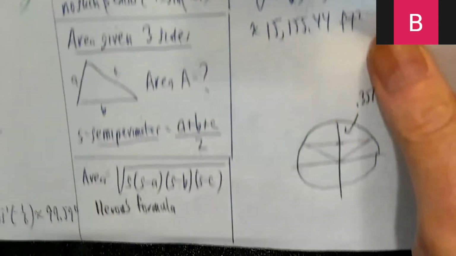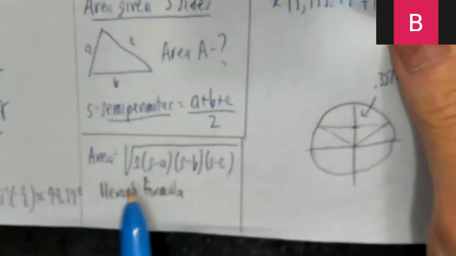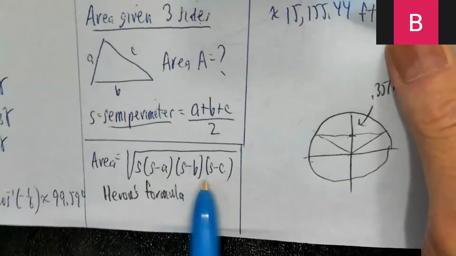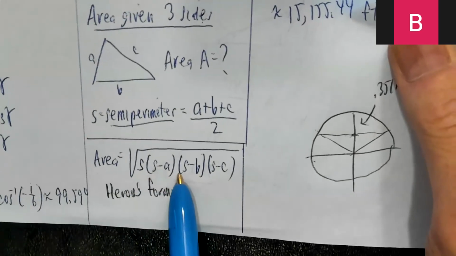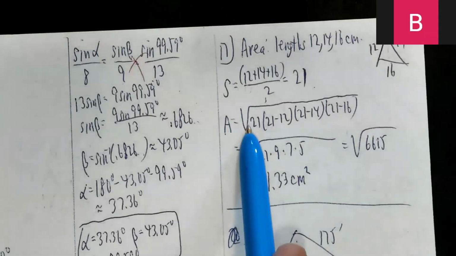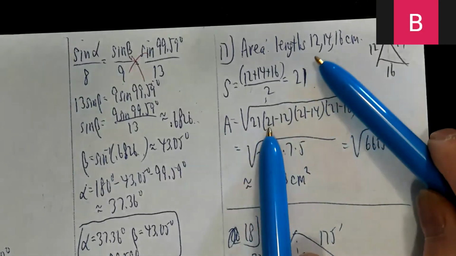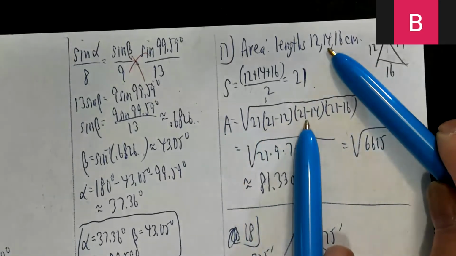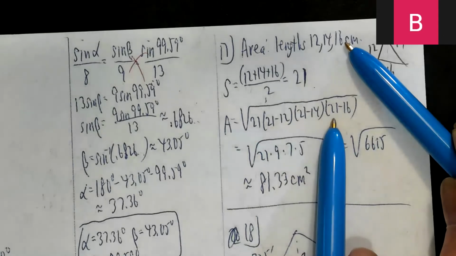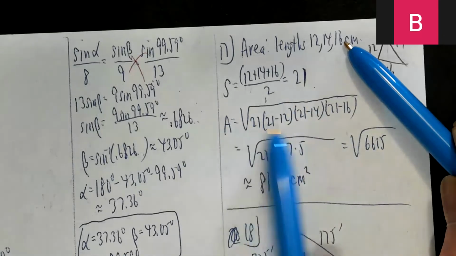Okay, now, how do I find the area of the whole thing? It goes square root of s, and then s minus each of the 3 sides. S minus a, s minus b, s minus c. So it's radical 21. And then you go 21 minus each of them. 21 minus 12, 21 minus 14, 21 minus 16. If you want to put this example on your cheat sheet, you may.